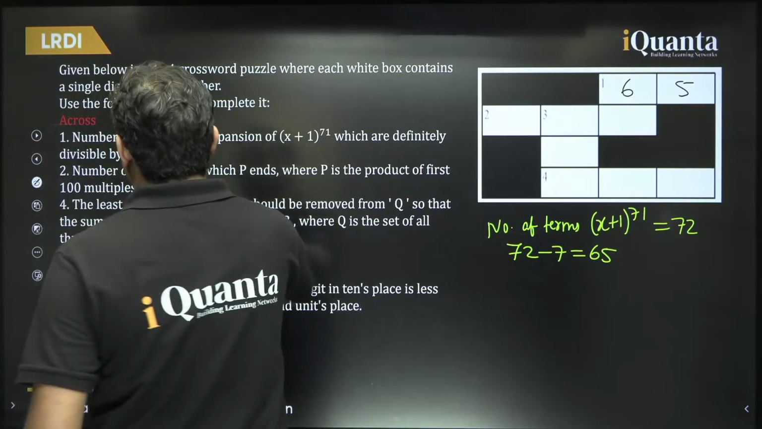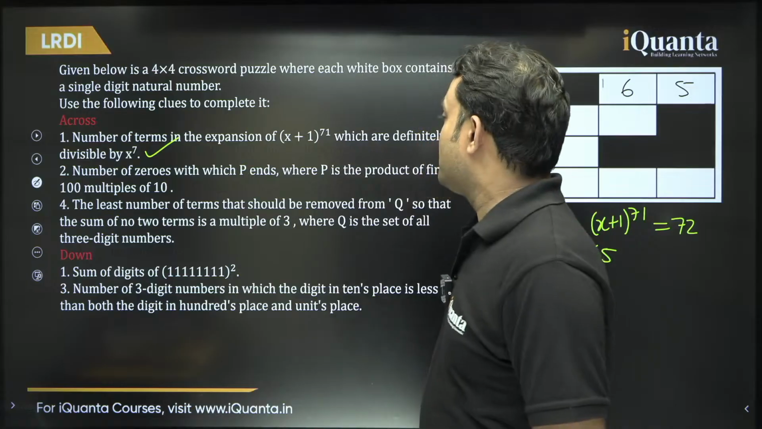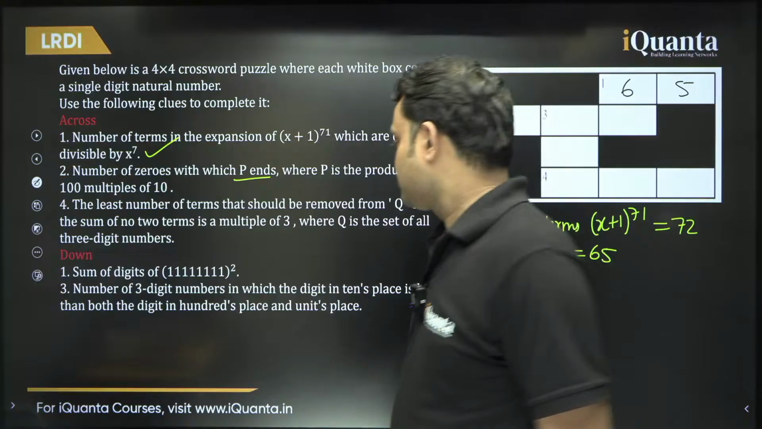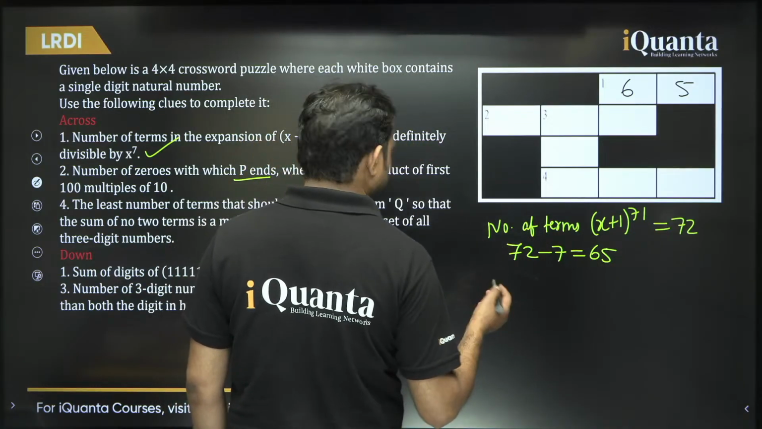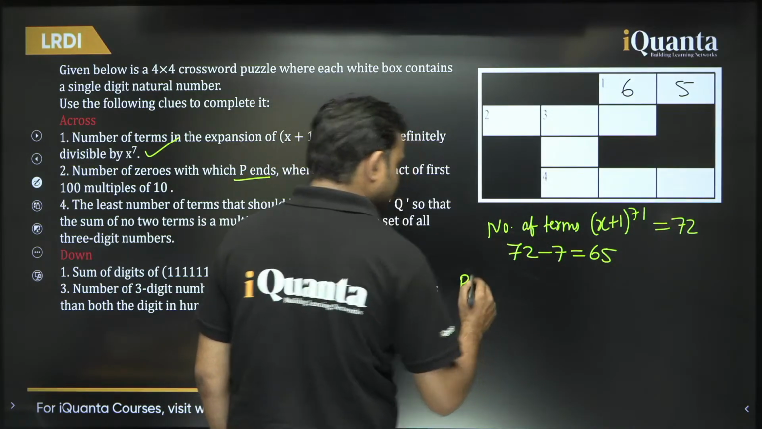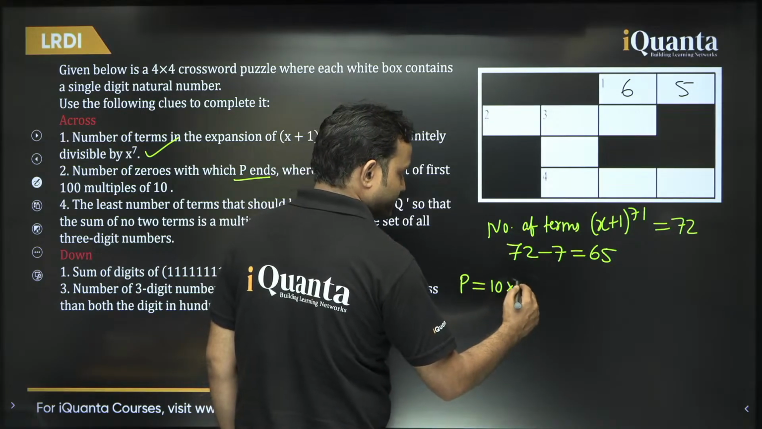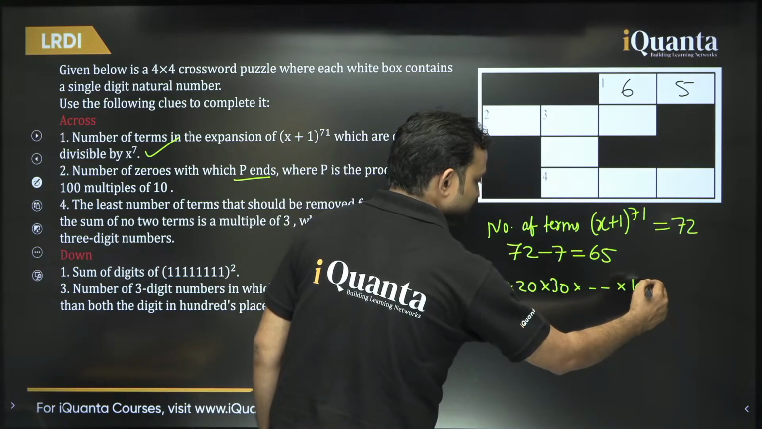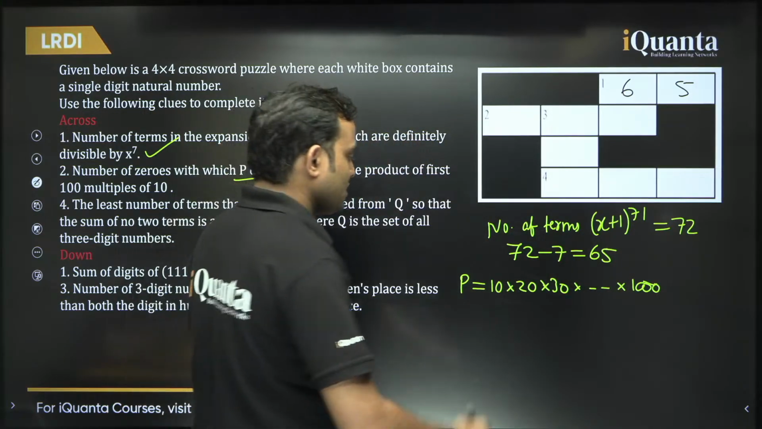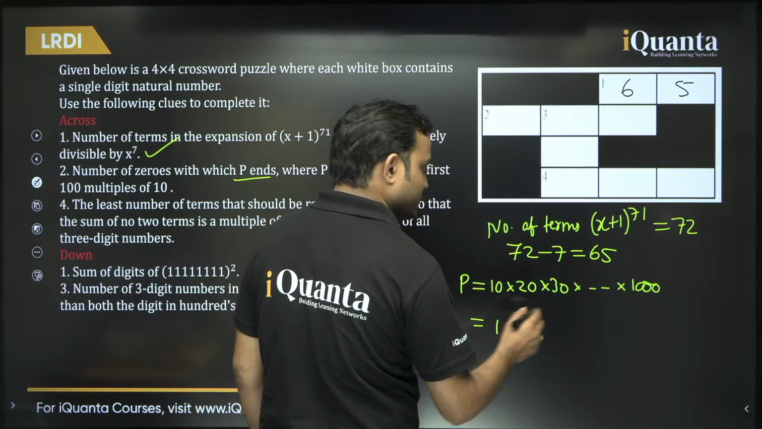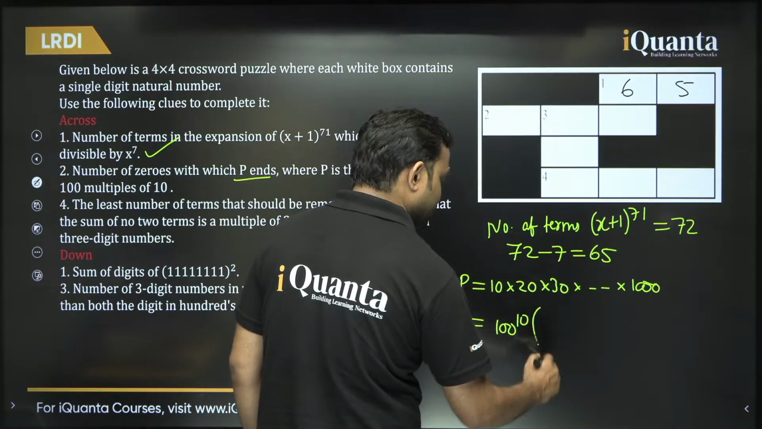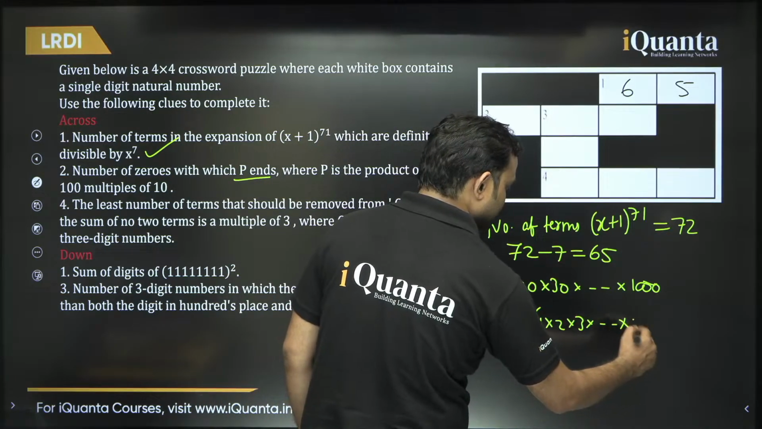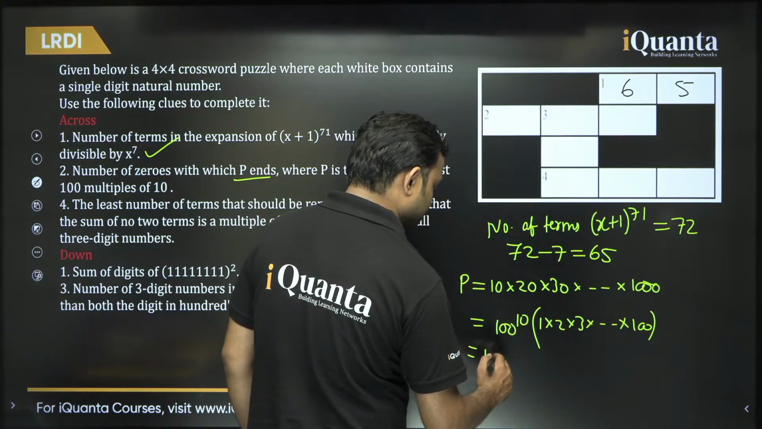Now the second one says the number of zeros with which p ends, where p is the product of the first 100 multiples of 10. So what is p? P is equal to the product of the first 100 multiples of 10. So can I say from here I can take common 10 from all the 100 numbers, then I am left with 1 into 2 into 3 till 100.